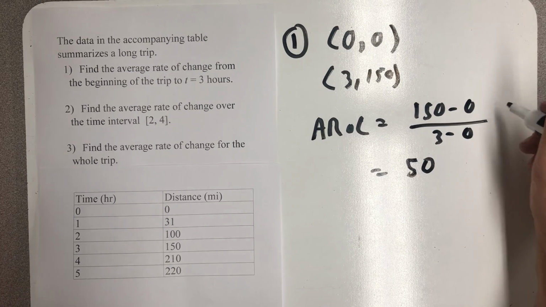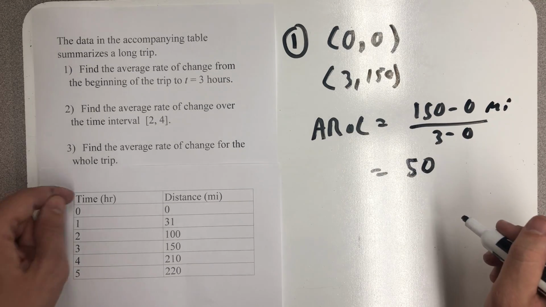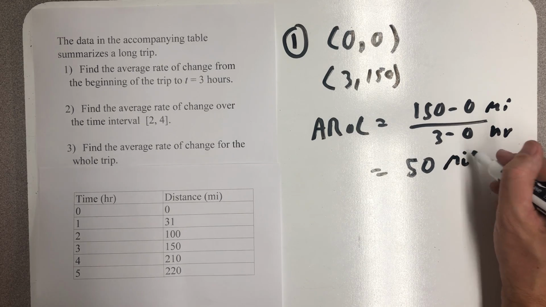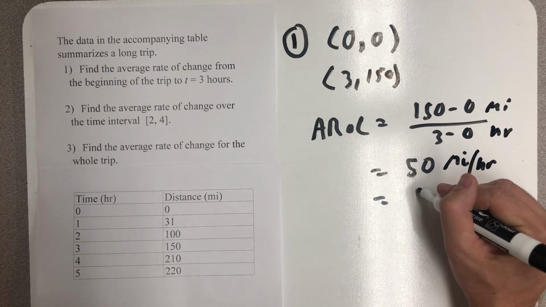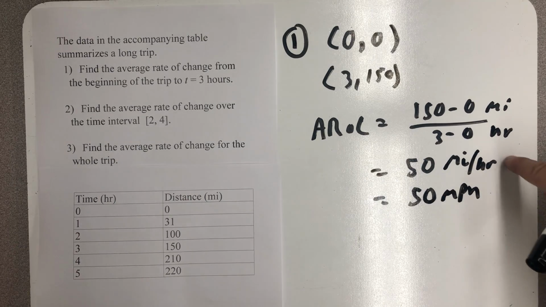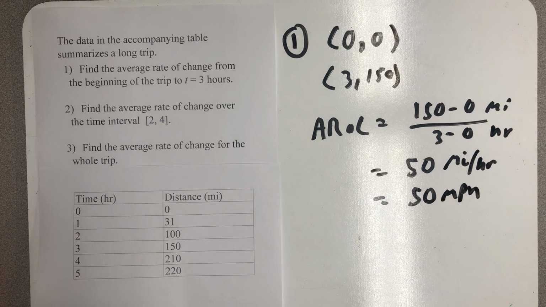The y values are in miles, the x units are in hours, so these are miles per hour, which I could write as miles per hour, or I could write them the way we typically do as mph. Both are correct. This one looks a little more like how we're actually thinking of this as a rate of change, but this abbreviation is just fine.